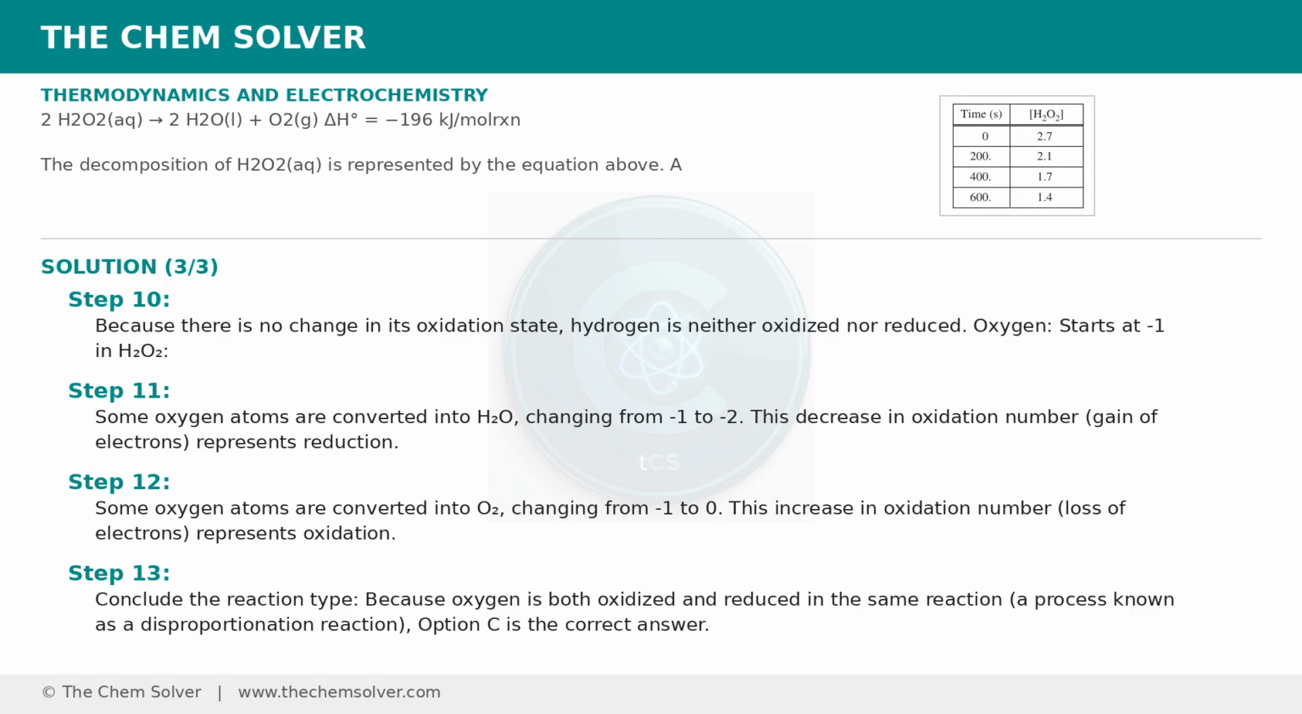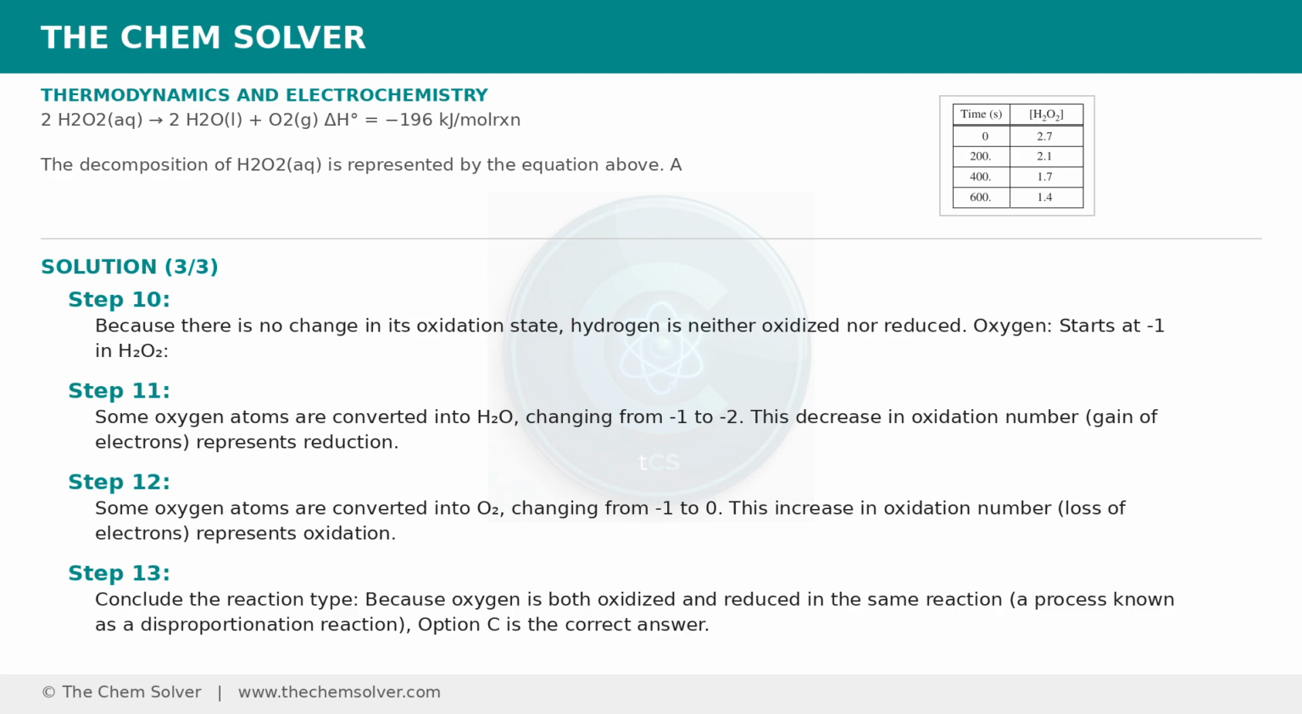This decrease in oxidation number, gain of electrons, represents reduction. Some oxygen atoms are converted into O2, changing from -1 to 0. This increase in oxidation number, loss of electrons, represents oxidation.